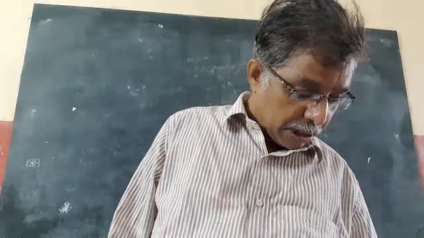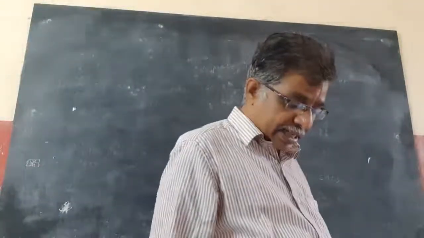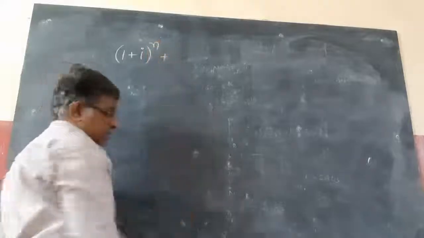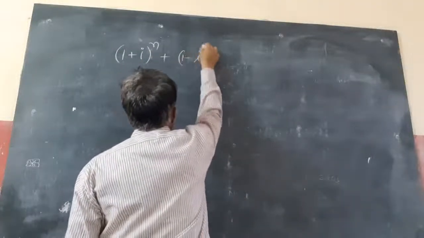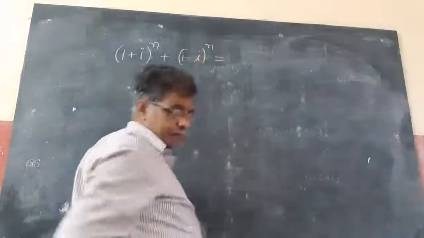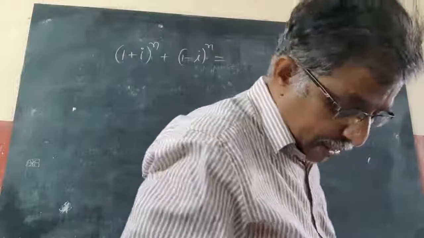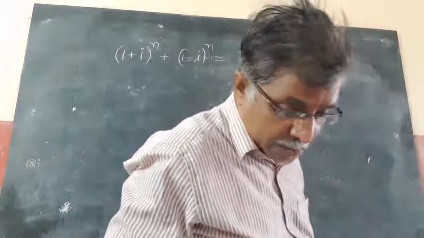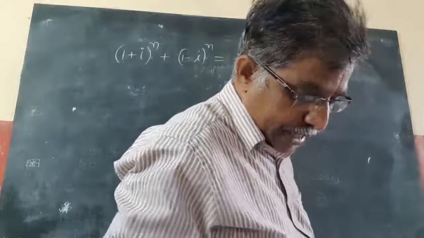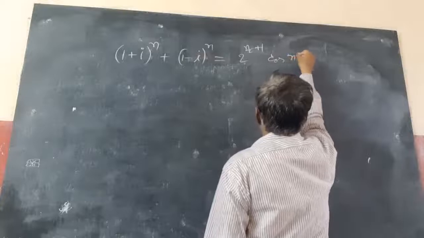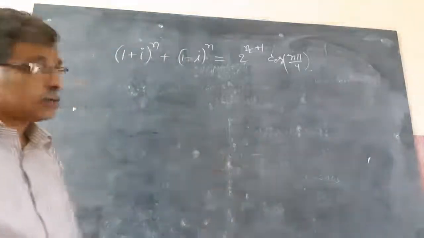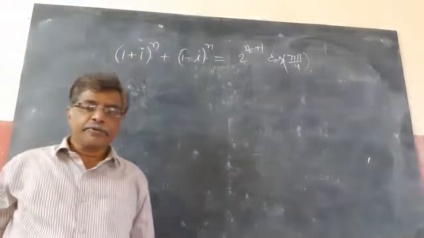In that, first question, write down: if n is a positive integer, prove that (1 plus i) whole power n plus (1 minus i) whole power n equal to 2 power (n by 2 plus 1) into cos of n pi by 4. This is asked to prove.